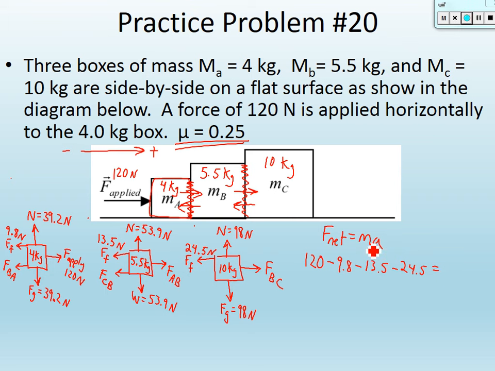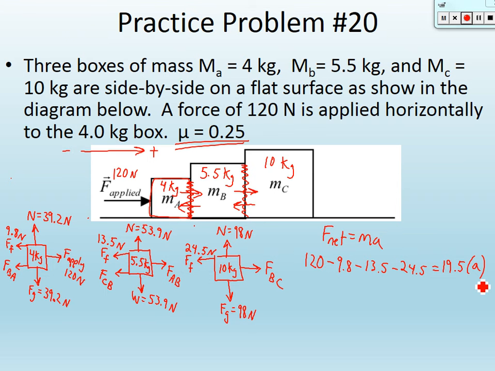Now, the mass of this system, how do we calculate it? Add them all together. So we got 4 plus 5.5, that's 9.5, right? Plus 10, what is it? 19.5 altogether. So when you get to this point, this is for the system, so you need to add the masses of all of these blocks together. So 19.5, and then we're going to times it by a. And there's our equation, one unknown. So we can solve for acceleration that way.